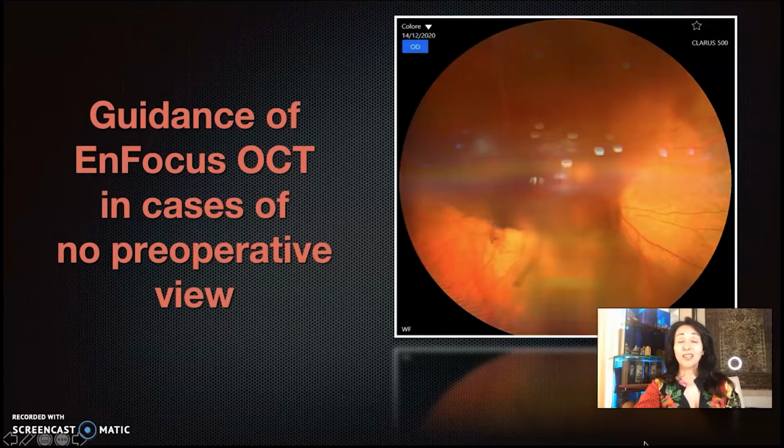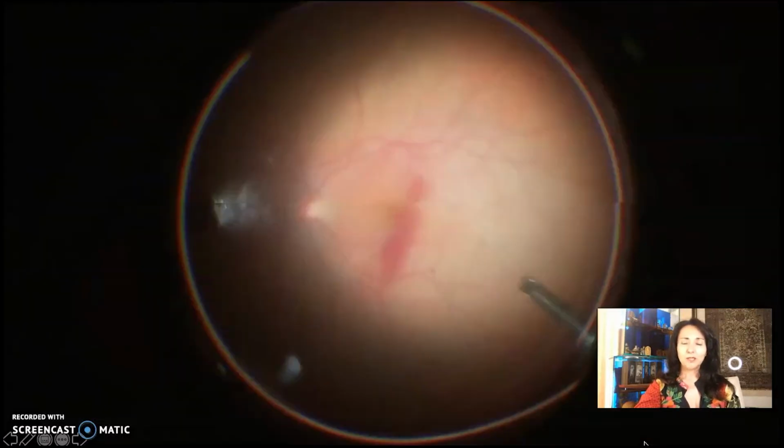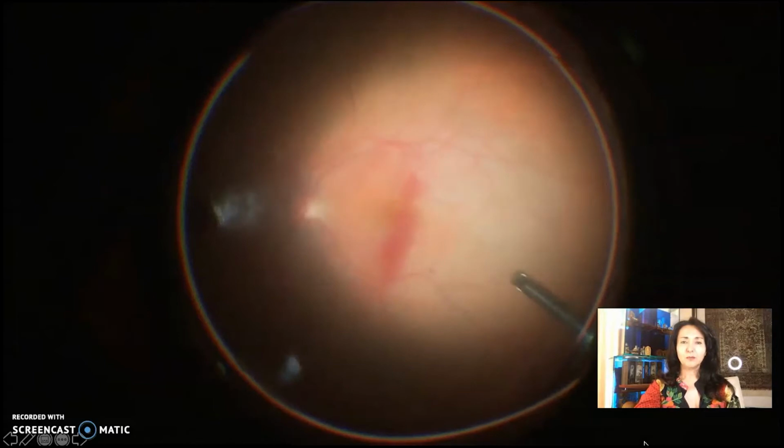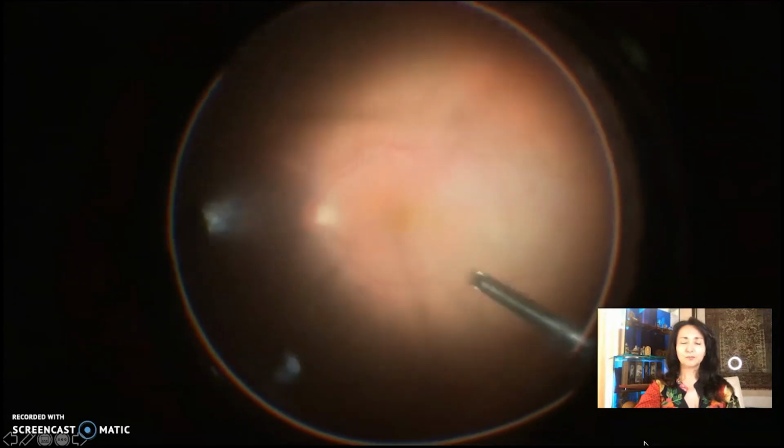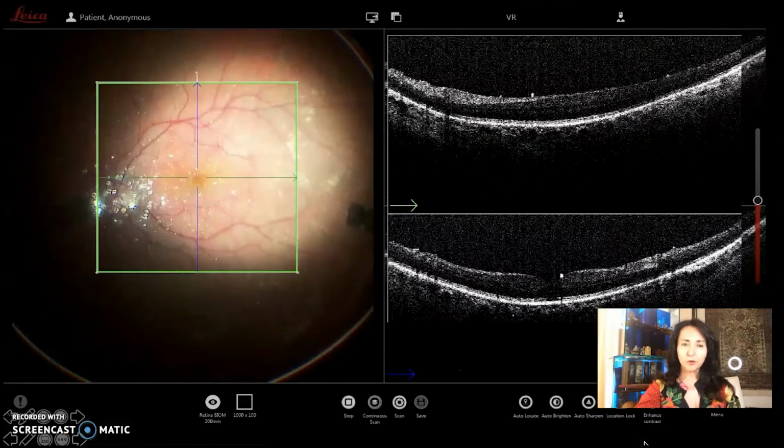So what about cases without preoperative view, cases where media opacity prevents performing the OCT preoperatively? So you go to surgery, but you don't know the status of the fovea. Well, you remove with surgery the opacity, in this case dense vitreous hemorrhage. So you can perform the OCT during surgery and you know whether you have to perform maneuvers on the fovea or not, like in this case.